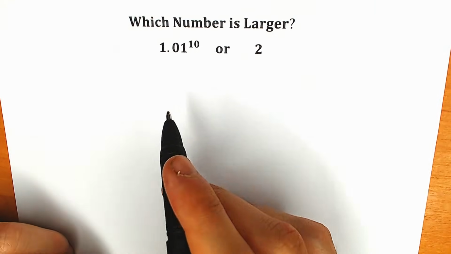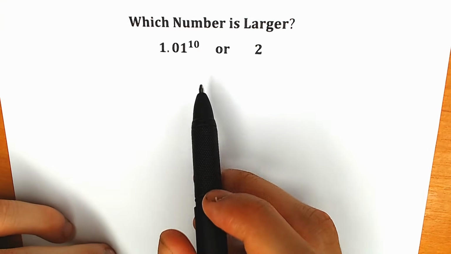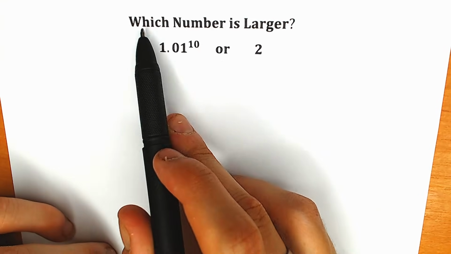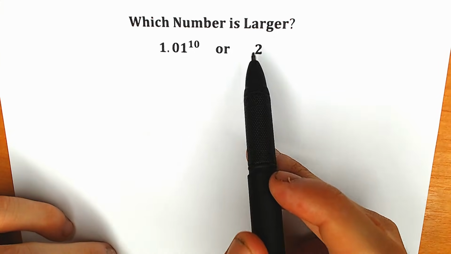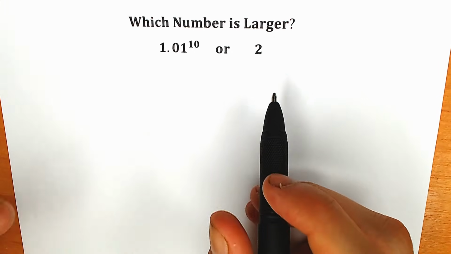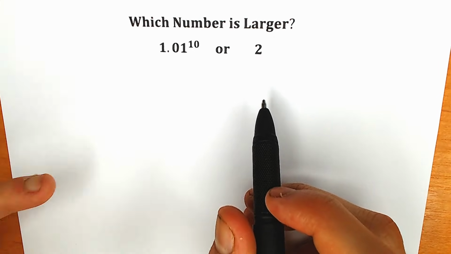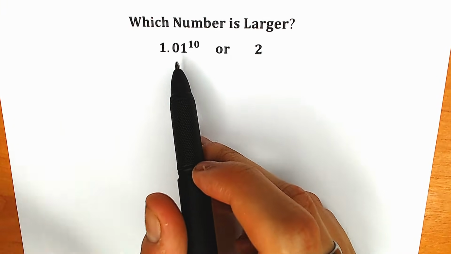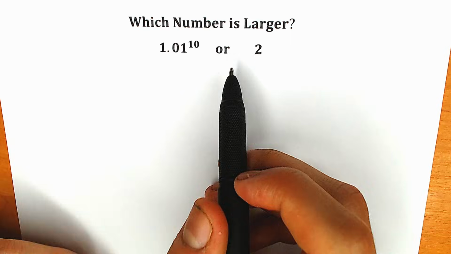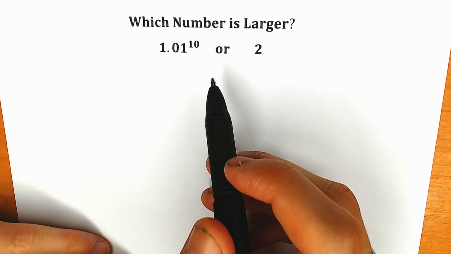Today we have a very interesting, tricky, I would say relaxing algebra question. We need to find out which number is larger. On the left side we have 1.01 to the power 10, and on the right side we have 2. Right now you can test your intuition, your school knowledge, and your algebra skills, and write your assumption down in the comment section: which one is larger, the left side or the right side? And of course, in a few minutes we will check our answer.